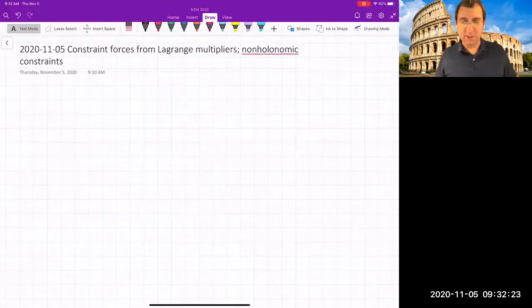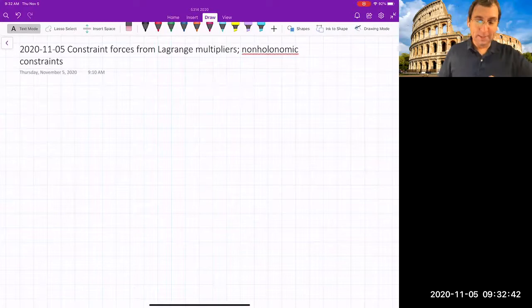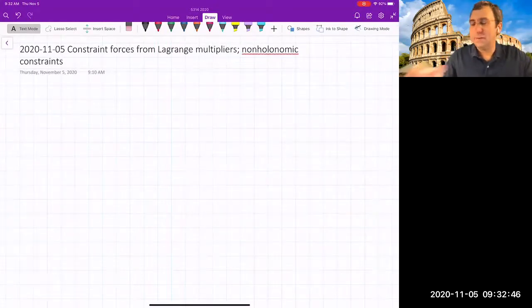So I still have some things to say about the constraint forces, especially as it relates to non-holonomic constraints. And we'll see some examples, actually some vehicles and kids' toys that I'll show. But first, I wanted to talk about, in very broad strokes, where do the Lagrange multipliers come from?